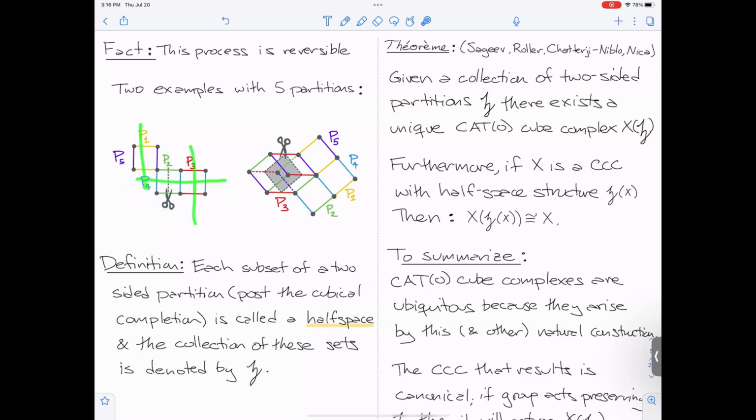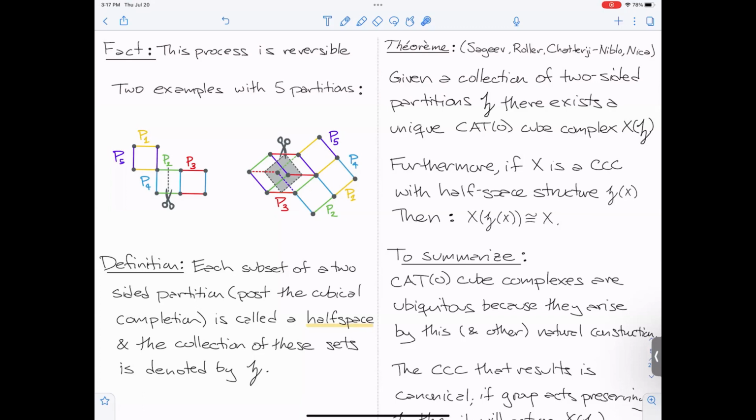Another one here, another one here, here. That's 5 walls or 2-sided partitions. And then similarly over here, we have a higher dimensional example where we still have 5 walls. So if I have a CAT(0) cube complex, I can cut along this way, I get 2-sided partitions, okay? So I also have a wall space.